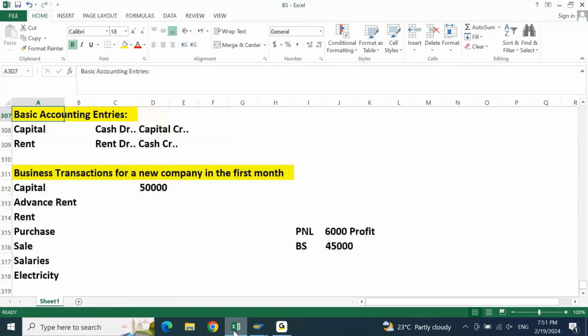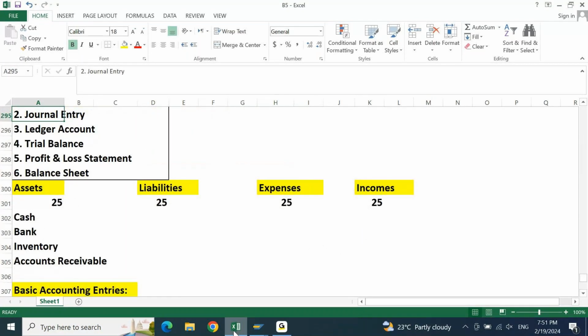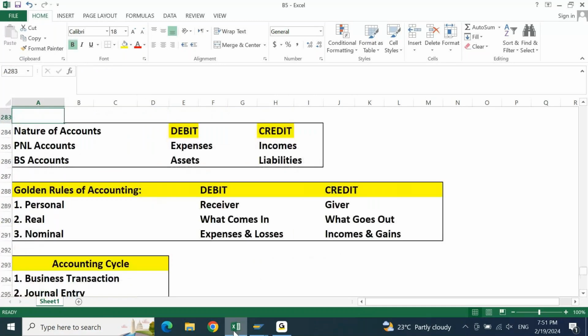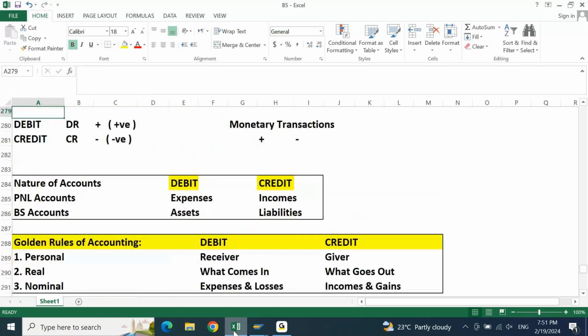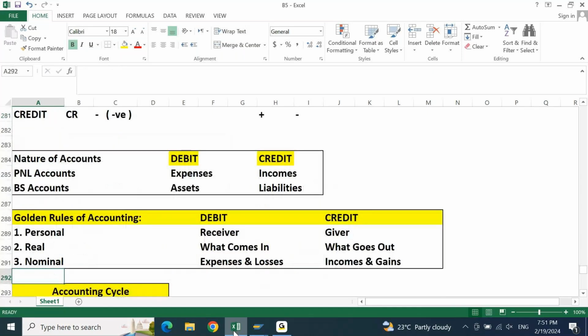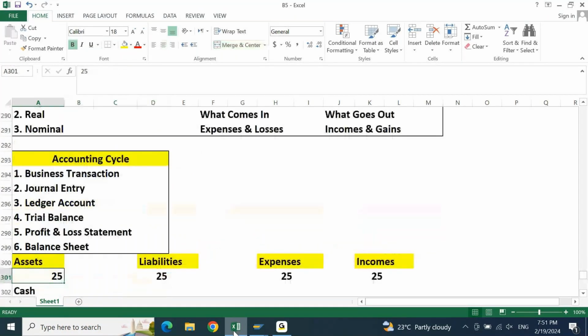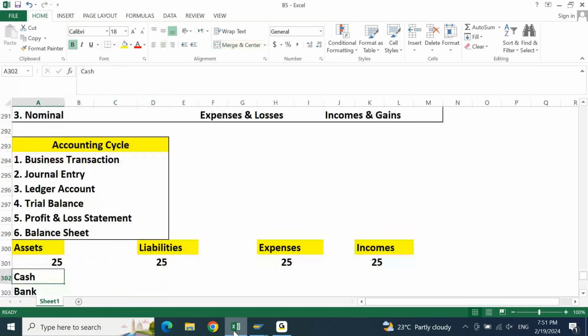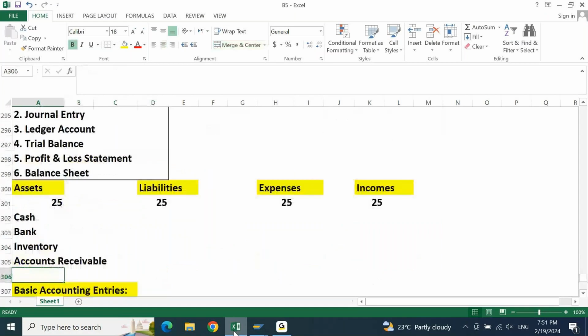Okay, in the last session, we were talking about some basic points related to accounting, wherein we were talking about what is debit, what is credit, what are the types of account, P&L account, balance sheet account, golden rules of accounting, and the accounting cycle, which we understood. We took one assignment called identify at least 25 GL account names under each category: 25 asset, 25 liability, 25 expenses and 25 incomes.